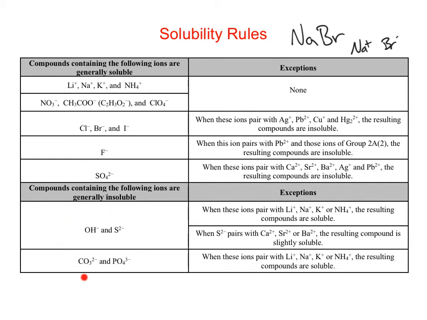If our ions are in this list down here, they are generally insoluble unless it meets one of the exceptions. So, for example, if I asked you about iron(III) hydroxide, we would find the hydroxide ion down here. It's generally insoluble unless it meets one of these exceptions. So, if a hydroxide is paired with lithium or sodium or potassium or ammonium, it would be soluble, but iron is not one of the exceptions. So iron(III) hydroxide would be insoluble.